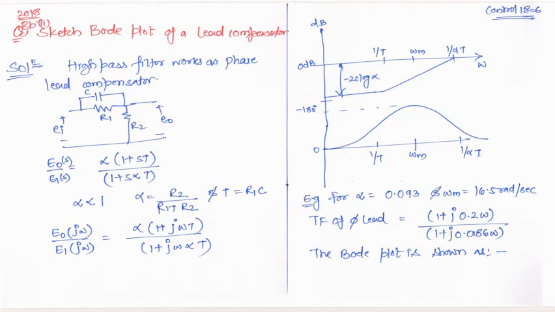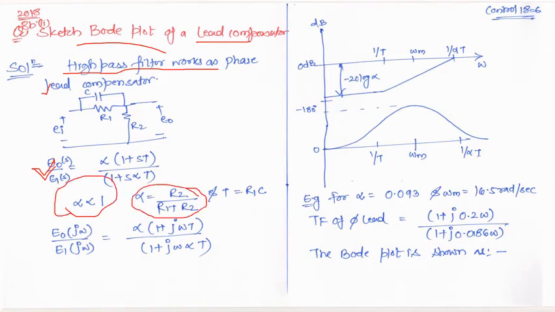8b second is sketch the Bode plot of a lead compensator. Okay, so a lead compensator, basically a high pass filter, works as a phase lead compensator. So I'm writing one phase lead compensator here. So this is the transfer function of the phase lead compensator, where the alpha value is less than 1, and which is given by R2 divided by R1 plus R2, and this t is given by R1c.